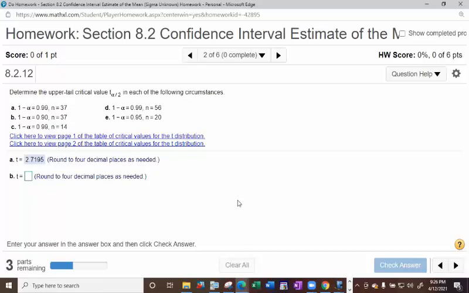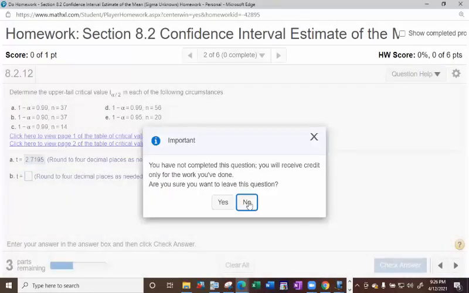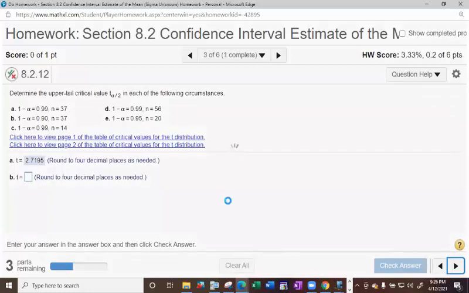Let's see. So there we go. It's a matter of looking them up on the chart. Easy peasy. We skip through that. Yes, I want to leave this question. Yeah. Knew that was coming, didn't we?